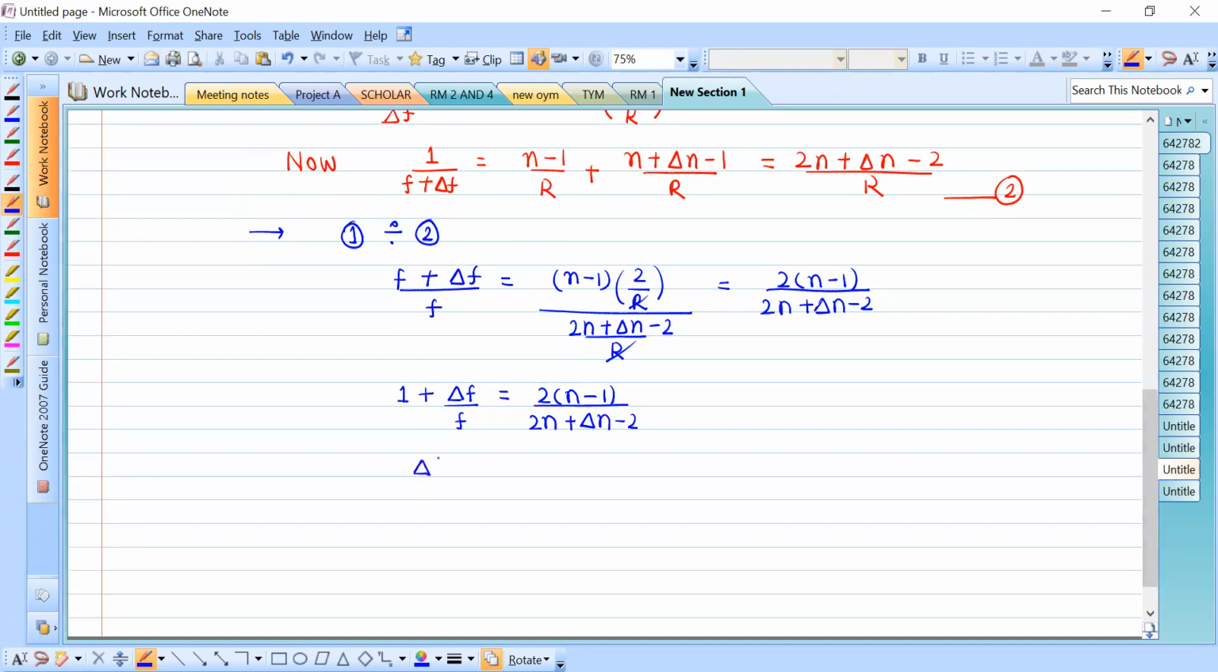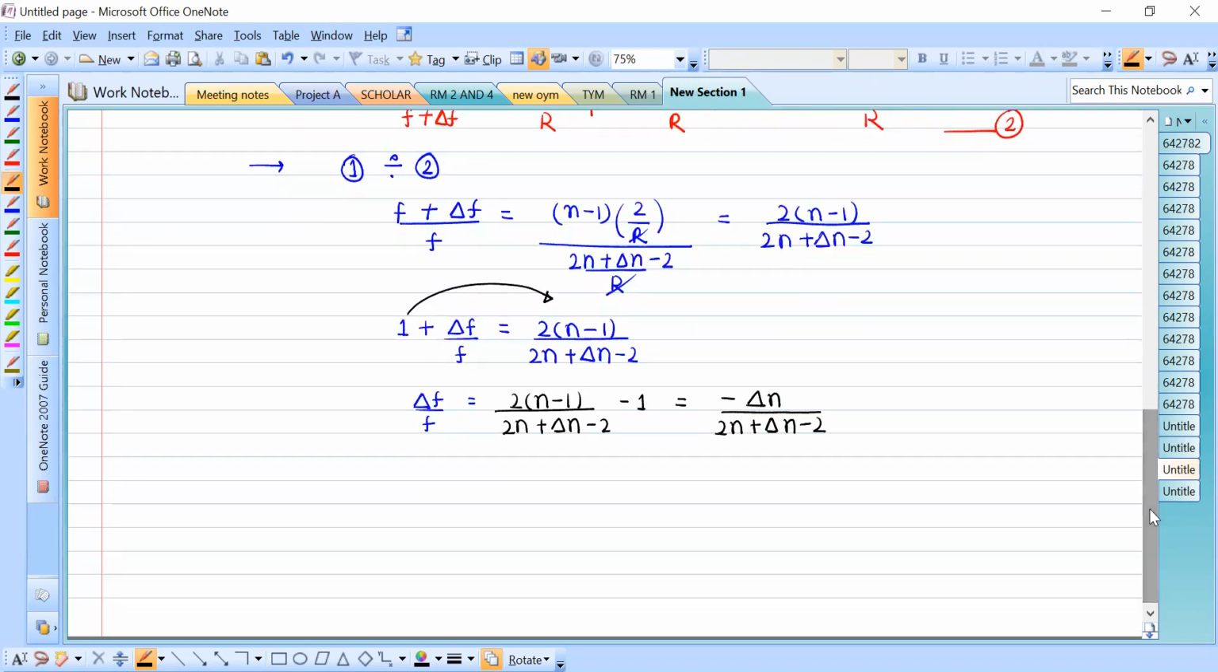Now we need this delta f by f, so this 1 will go to the other side, so it will be a subtraction. Okay, so 2n plus delta n minus 2 minus 1, we will get minus delta n. If we simplify it, minus delta n over 2n plus delta n minus 2. Now we need this delta f. Okay, so let's substitute all the values.